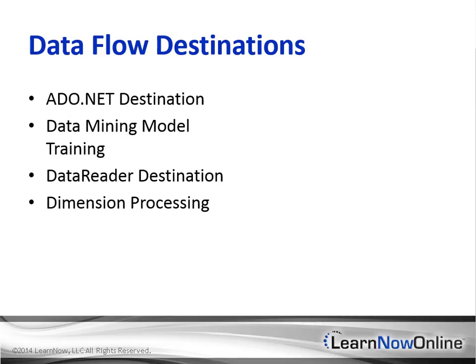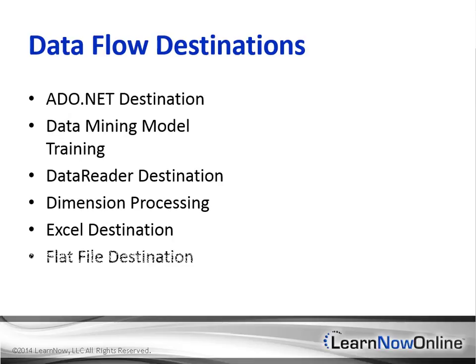There's dimension processing, which loads and processes an analysis services dimension in a cube. There's an Excel destination. Well, what comes from Excel, I guess, can go to Excel. Flat file destination of various kinds. So again, it can be a text file, comma separated file, or other type of file that uses any kind of plain or delimited text.